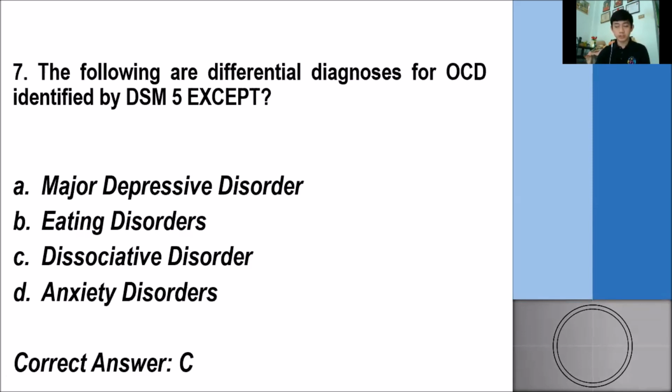For eating disorders, OCD can be distinguished from anorexia nervosa in that in OCD, the obsessions and compulsions are not limited to concerns about weight and food. For anxiety disorders, recurrent thoughts, avoidant behaviors, and repetitive requests for reassurance can also occur in anxiety disorders. So the best answer for this question is letter C.